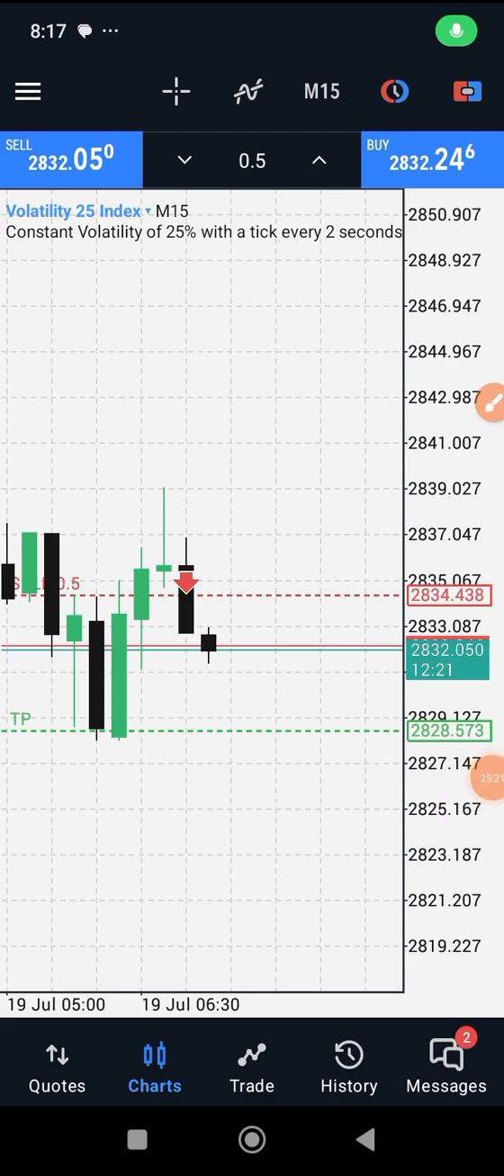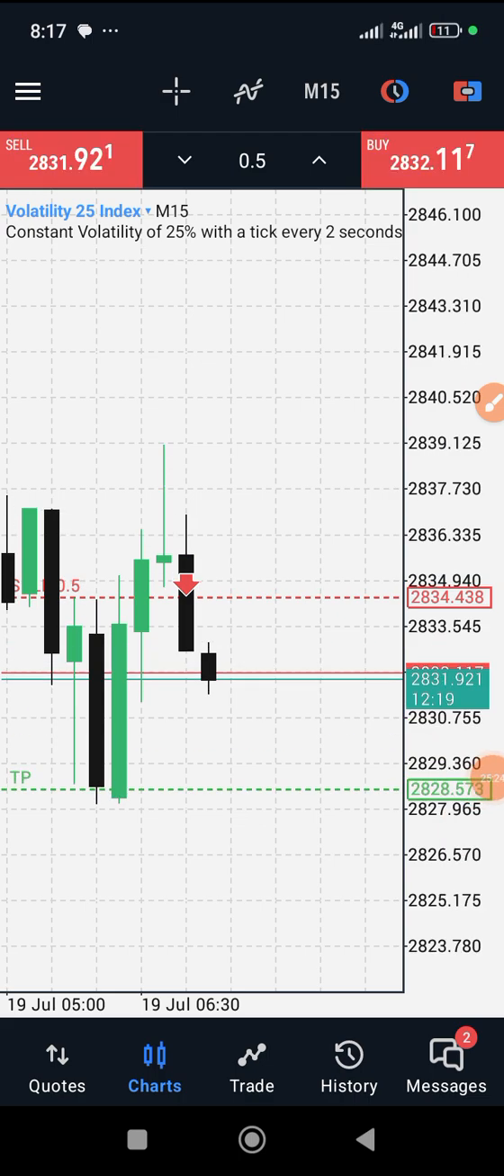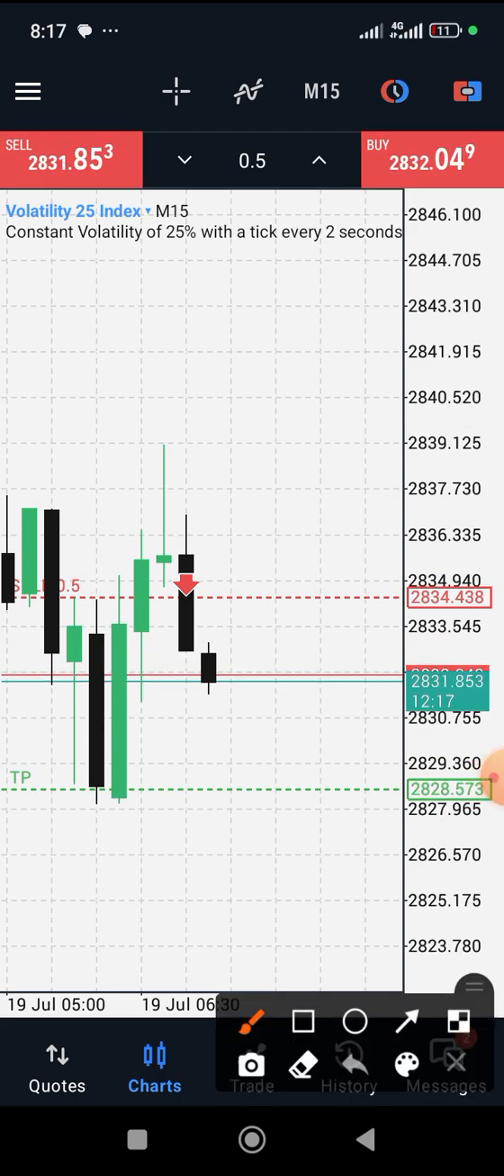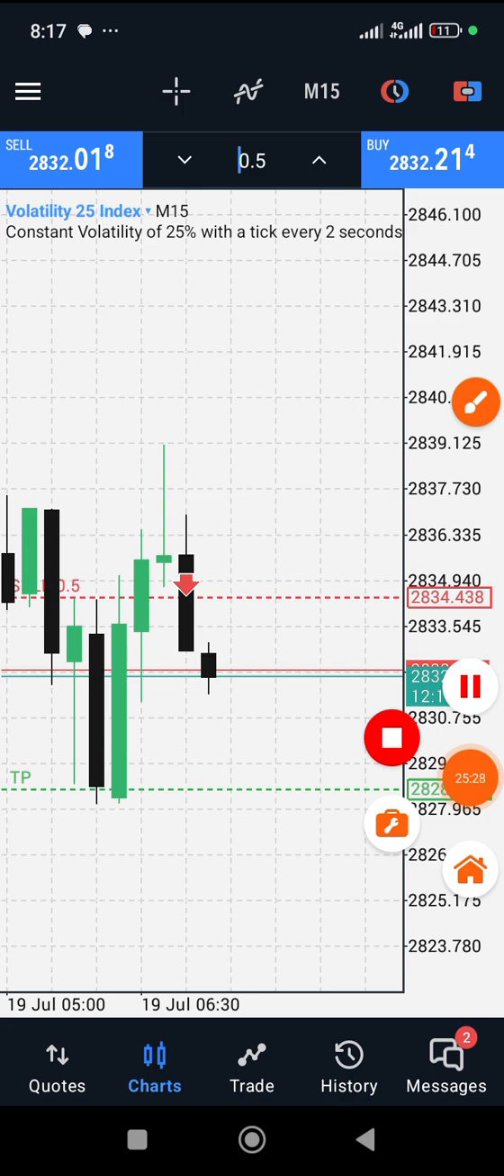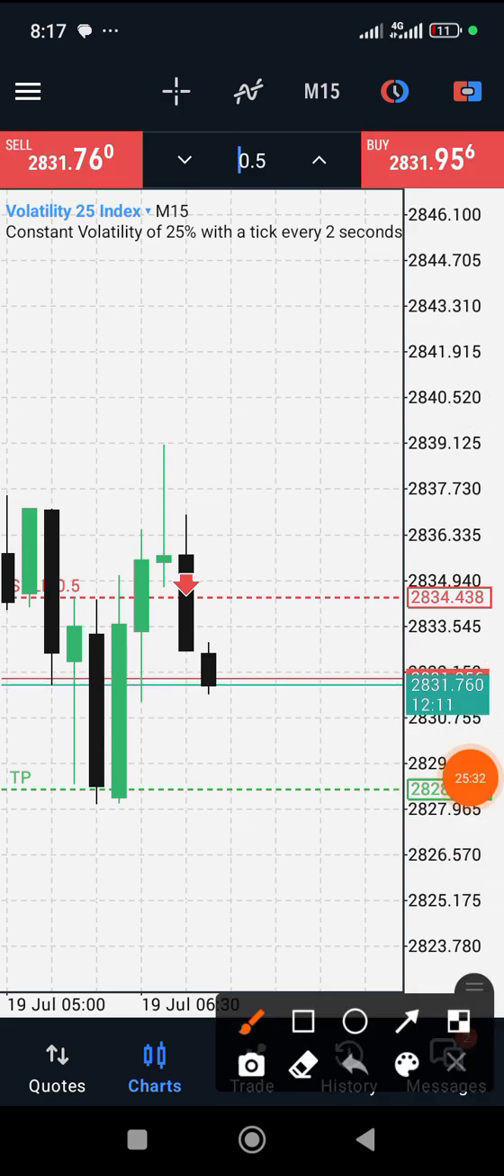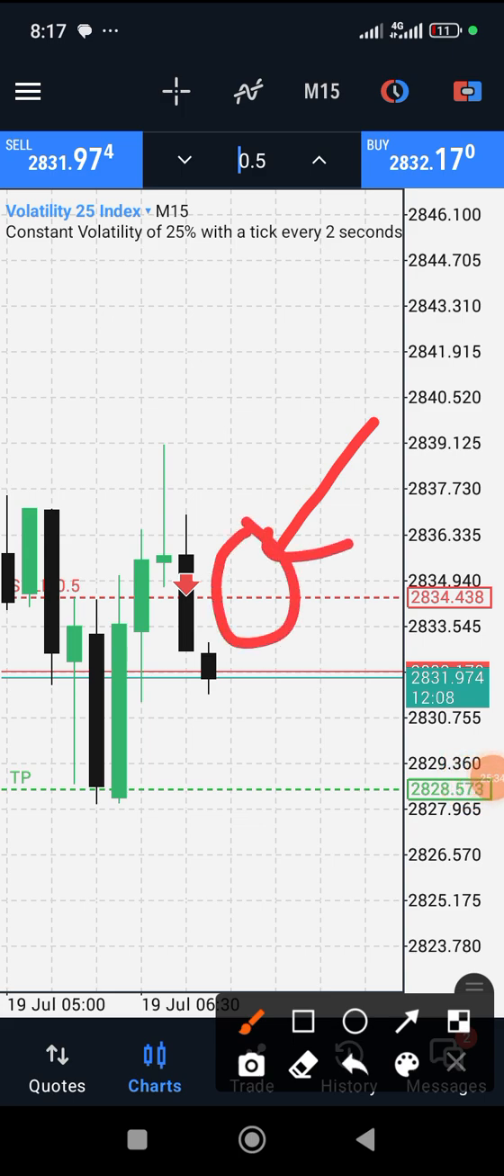So you are seeing it. It's very important to use the stop loss system. All right, so if you want to put the stop loss, remember you just click on the price, your entry price.